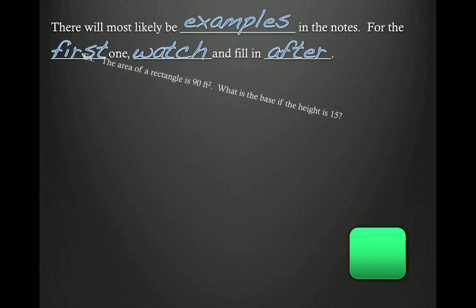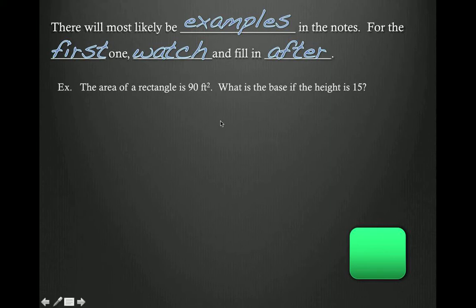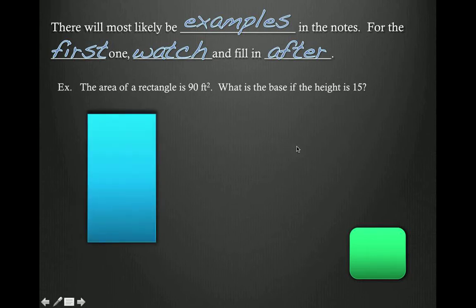So, for example, the area of a rectangle is 90 square feet. What is the base if the height is 15? Very first thing you should have is a picture for any problem like this. And then put in the information you know. The area is 90, so we're going to put that right in the middle here. Area equals 90. We don't know the base yet, but we do know the height is 15, so we'll put that on the height, h equals 15. And we don't know the base, so we're just going to leave that as b.